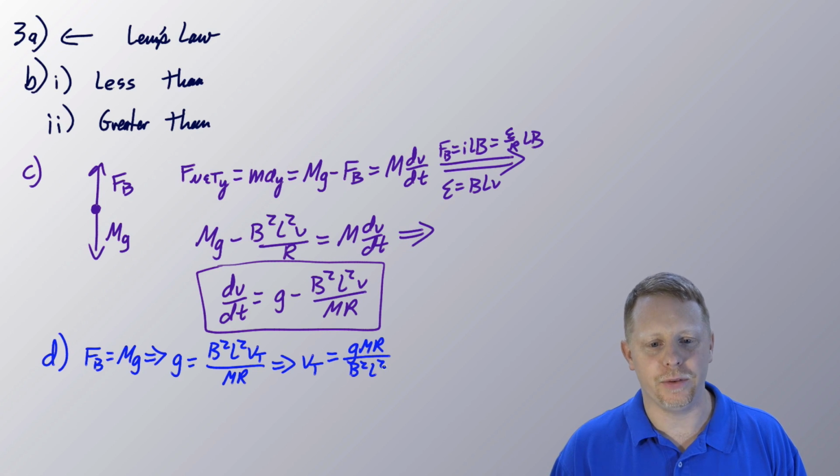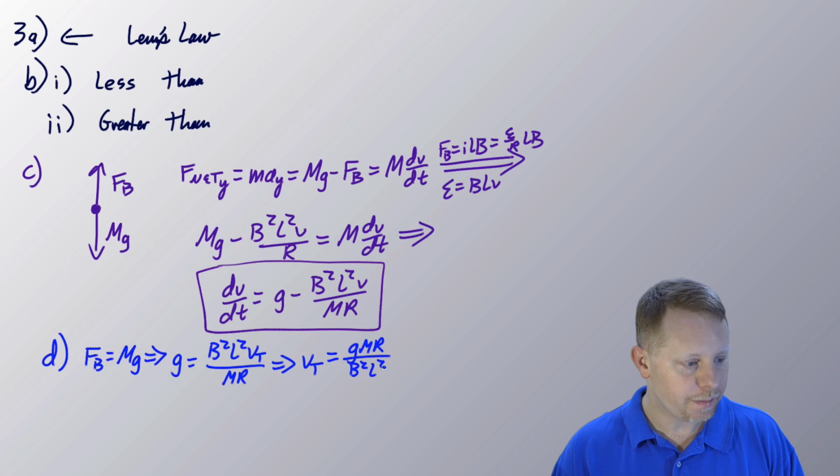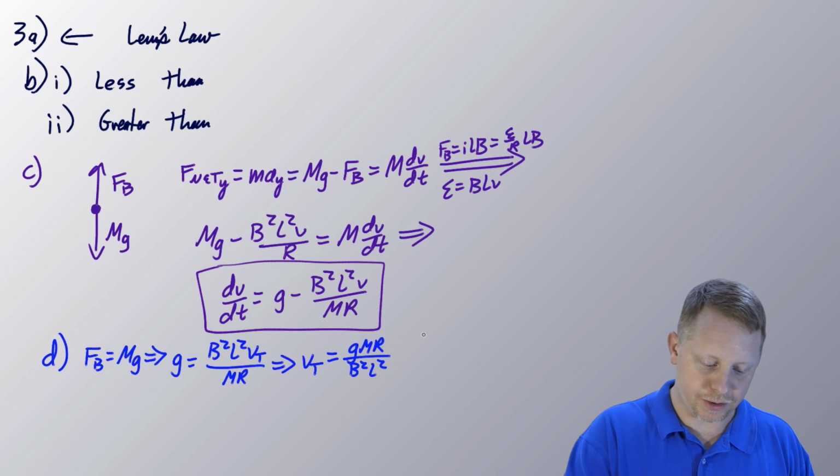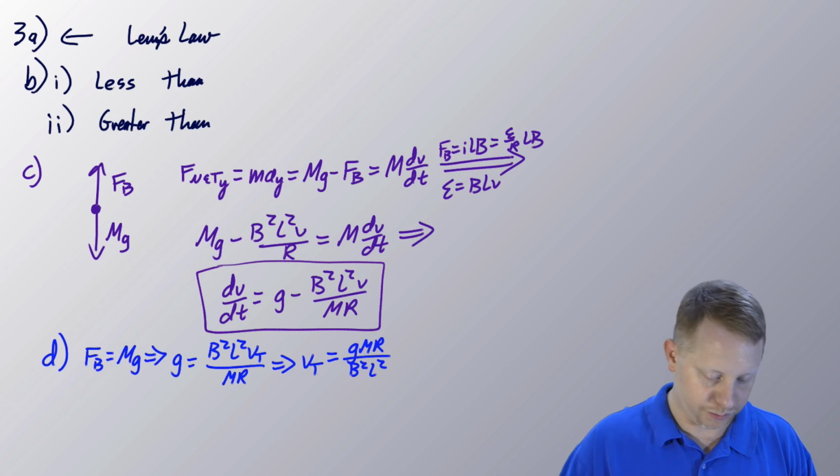All right, now for E and F, we're going to express our answers in terms of Vt, M, L, R, B, and physical constants as appropriate. Okay, so as we do this, let me go to another page to give ourselves a little bit more room here. Now we get into it. E, derive an expression for the power dissipated in the resistor when the bar is falling at terminal velocity.